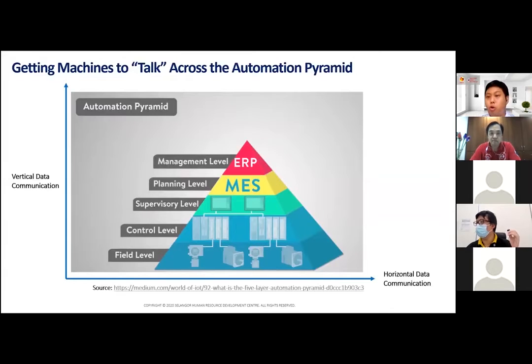So if we look at the whole automation pyramid, right? We talk about the automation pyramid from the field level all the way to the ERP system, right? Everybody talks about ERP today, right? So you talk about field level, which is your sensors and actuators. You talk about your control level, which is your PLC. Supervisory level, which is your supervisory control and data acquisition. MES is your manufacturing execution system, and then ERP is enterprise resource planning.